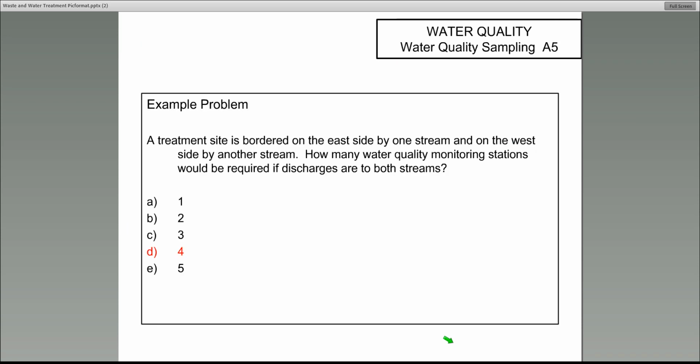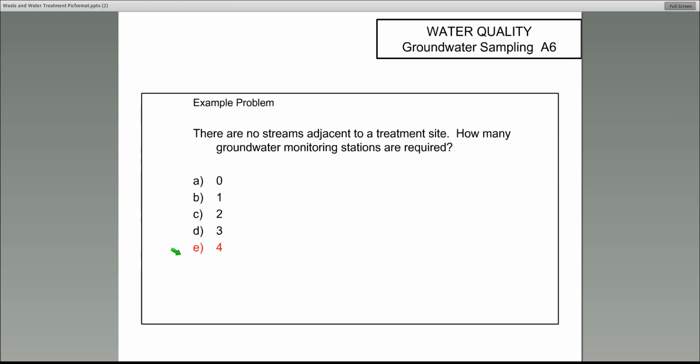So if you have a problem, let's say you have a treatment site bordered on the east side by one stream and on the west by another stream, how many water quality monitoring stations would be required if discharges are to both streams? If you're discharging to both streams, you have to have 1 up and 1 down for each stream, so it'll be a total of 4. Let's say you don't have any of the streams adjacent to the treatment site. How many groundwater monitoring stations are required? You always need a minimum of 4, 1 up and 3 down, because you're sampling groundwater, you're not sampling surface water.